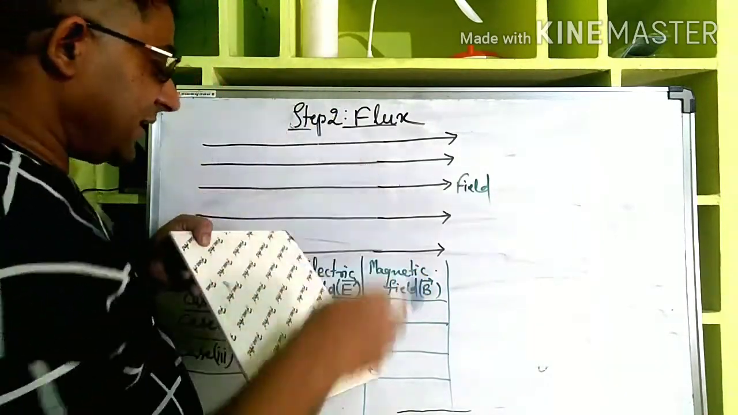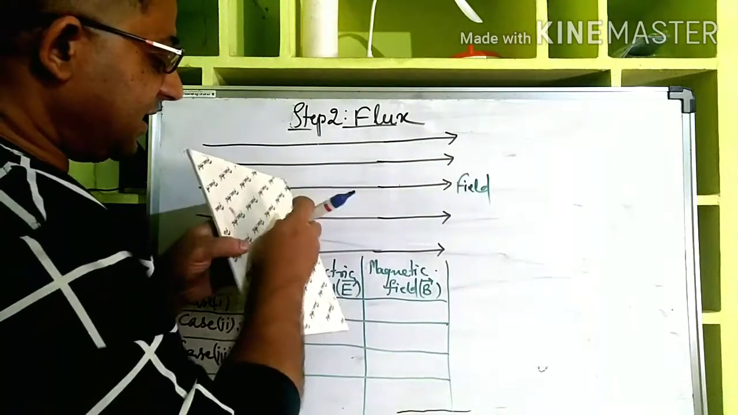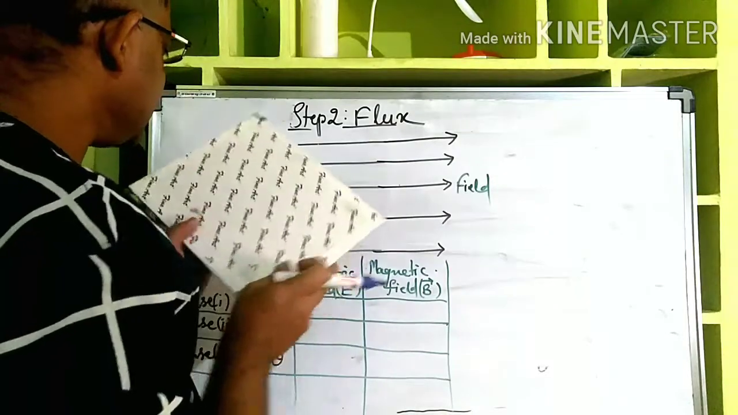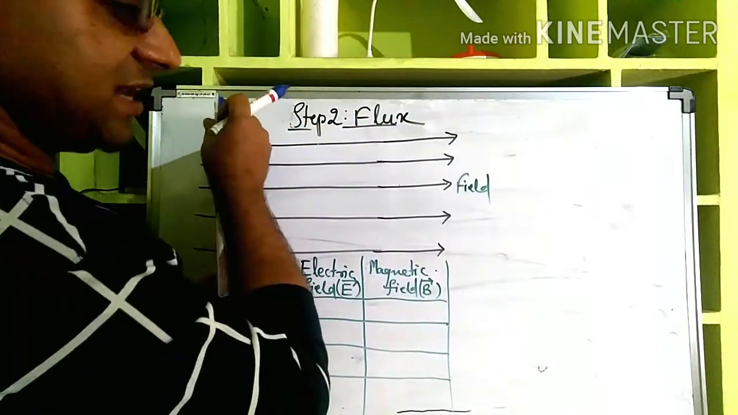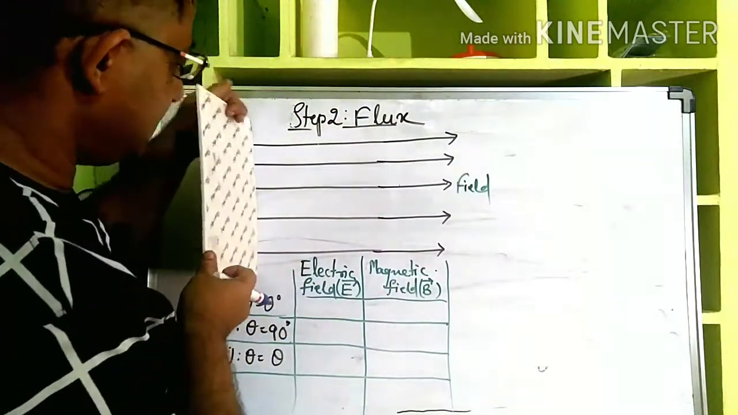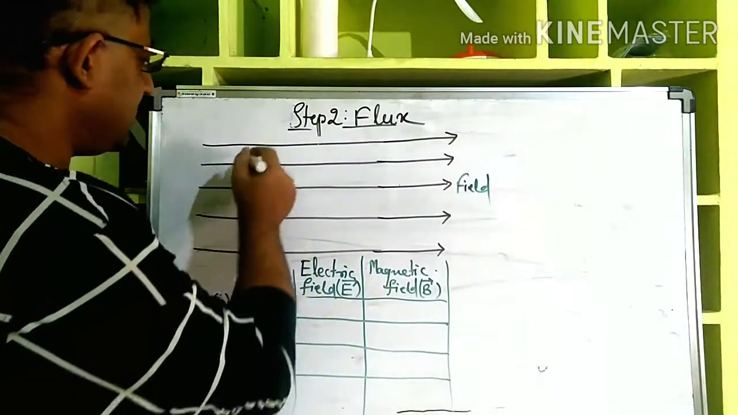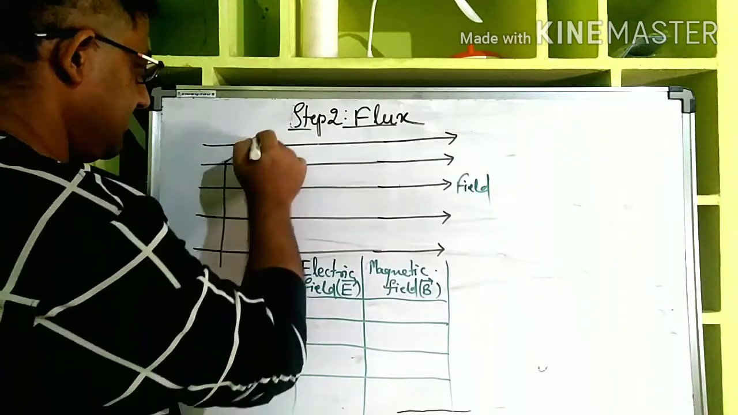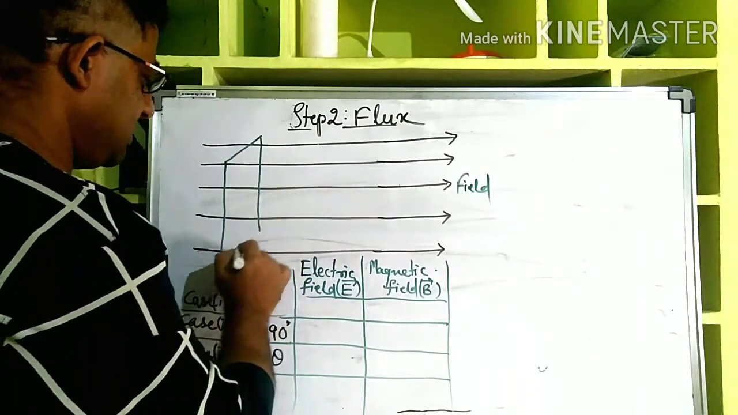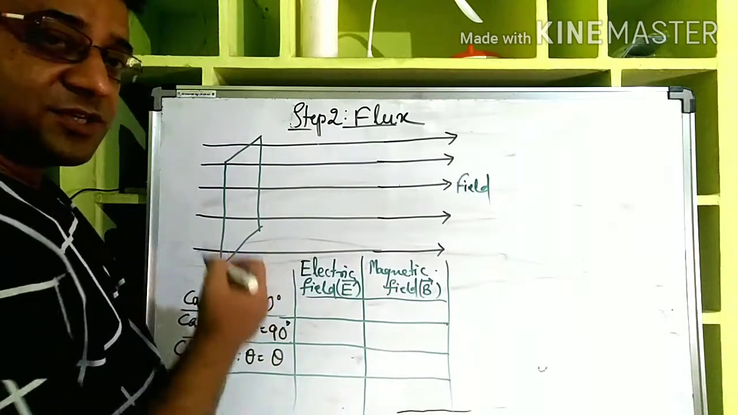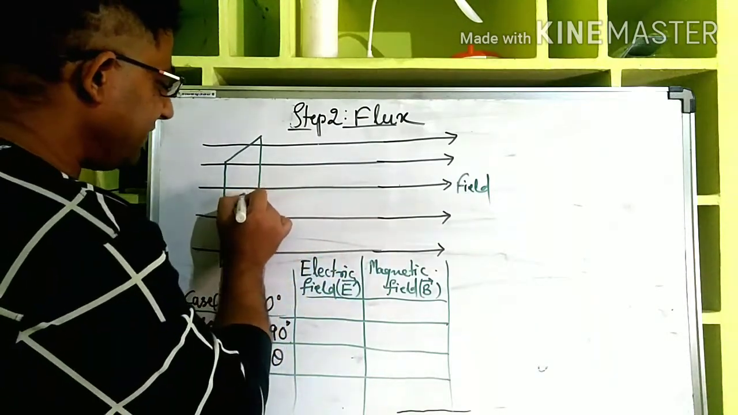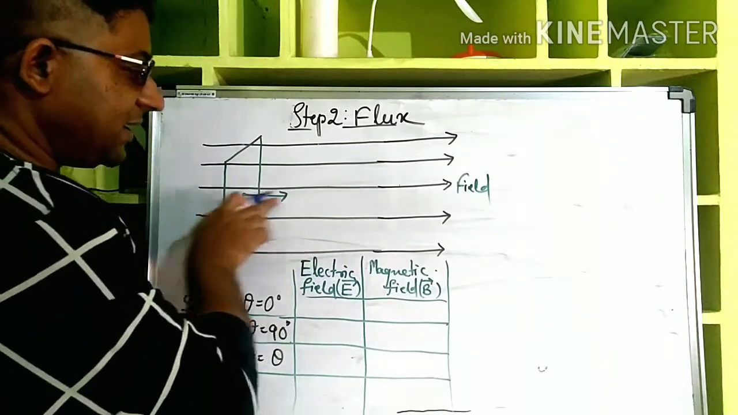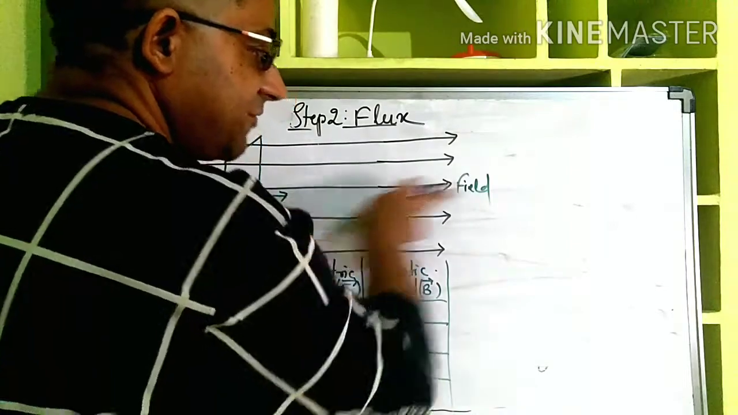Now the area vector we have defined already. The direction of the area is perpendicular to it, right? So let us consider this scenario first. So this is our case 1, when theta is equal to 0. How is theta equal to 0? The area vector is perpendicular to the surface, right? So this is the area vector. The area vector is along the same direction as the field.